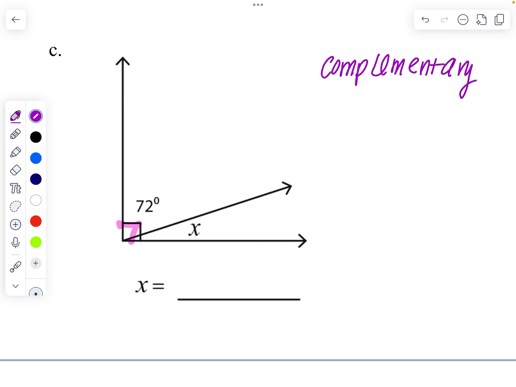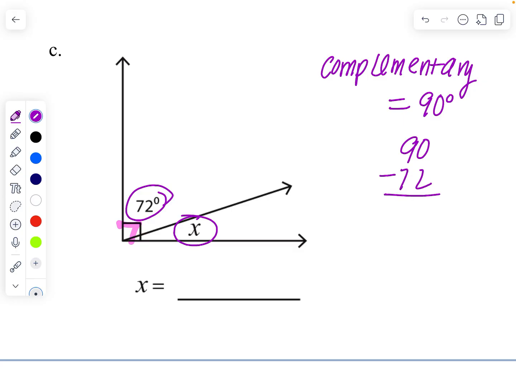And the one thing about complementary angles is that their sum must equal 90 degrees. So right now I know one of the angles is 72, but I'm missing this angle. In order to find what's missing, we're going to take that 90 and subtract 72 from it, and we're going to get 18 degrees for angle X. Okay?